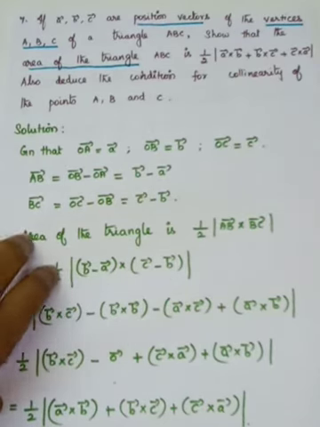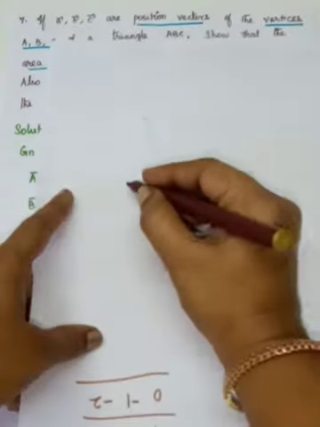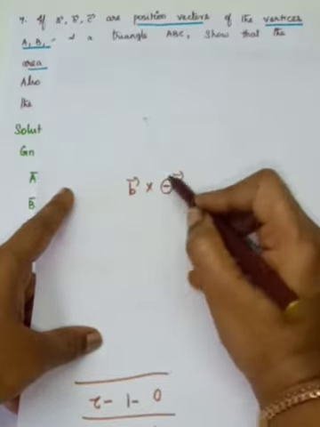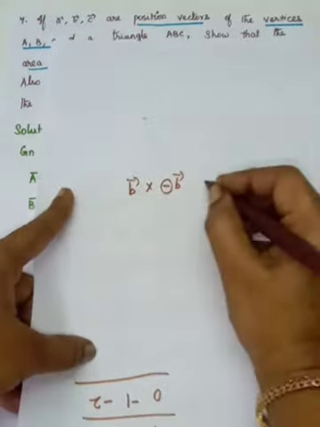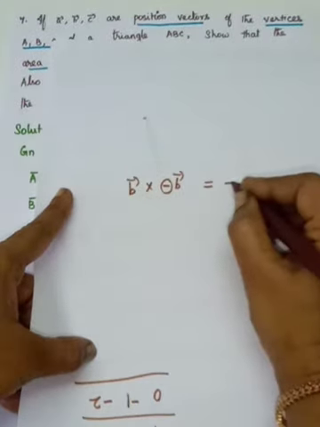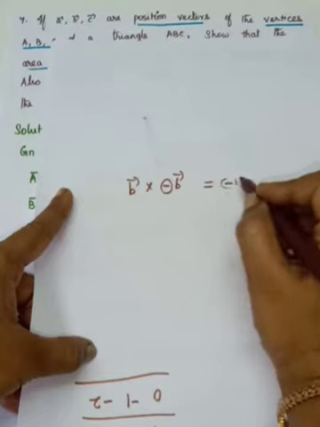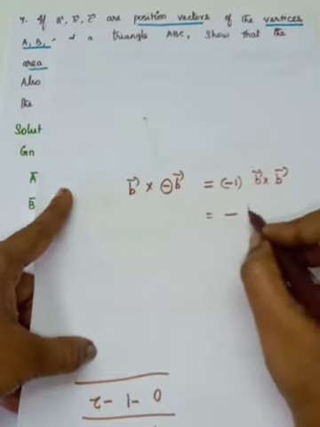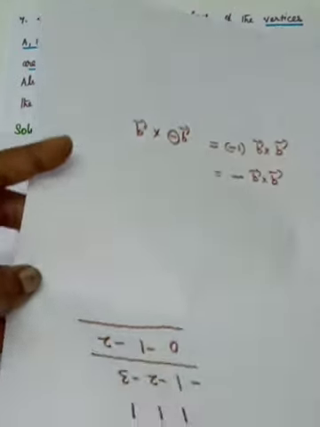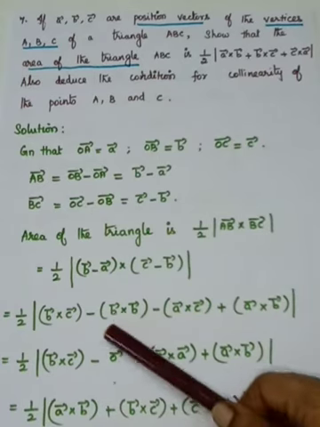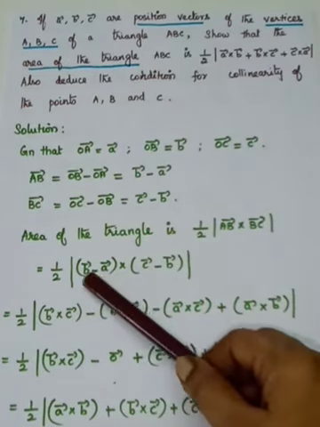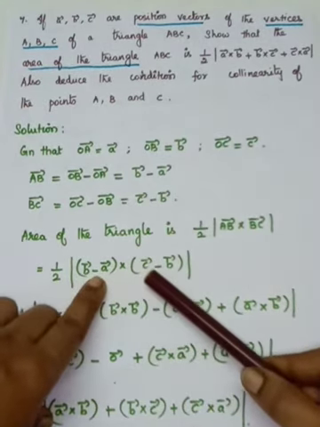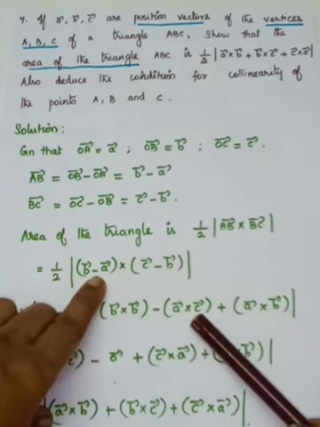So what do you have to write? It is B vector cross minus B vector. This minus can be written as minus 1, a constant. In the cross product, if a constant comes, we can take the constant out. So minus 1 into B vector cross B vector. That can be written as minus B vector cross B vector. Okay, the first vector we have completed. Take the next vector. Here you are having minus. So minus A vector cross C vector can be written as minus of A vector cross C vector.